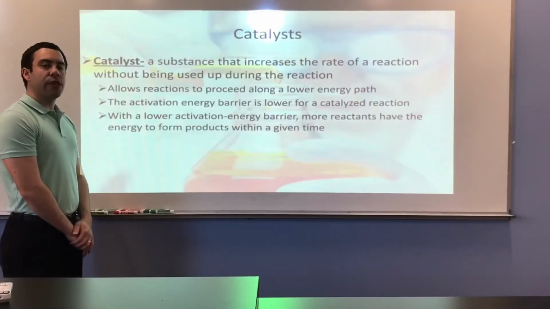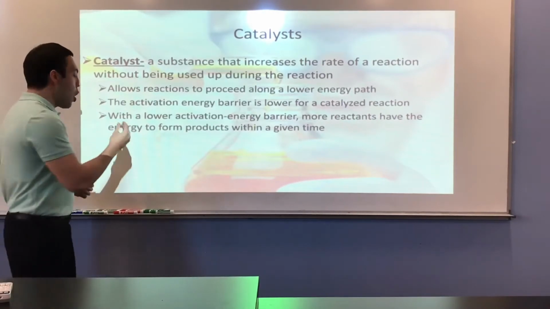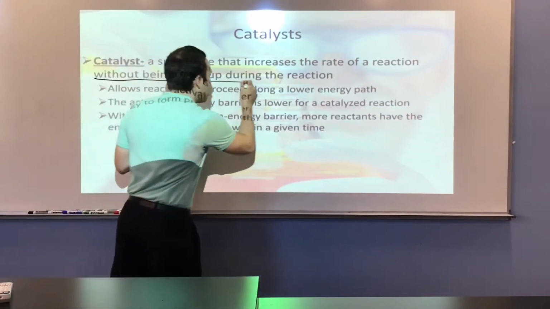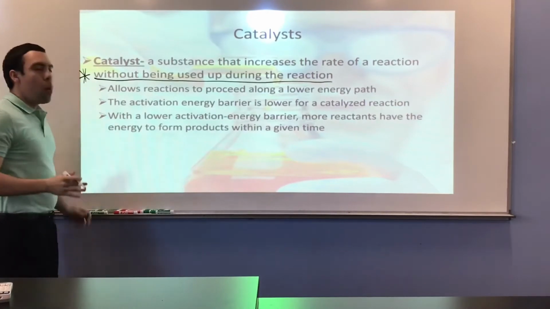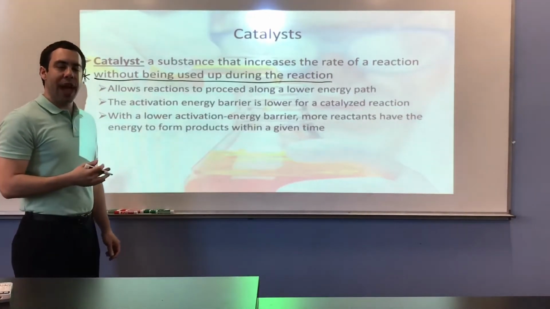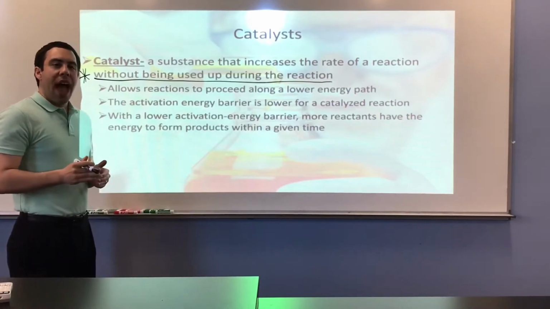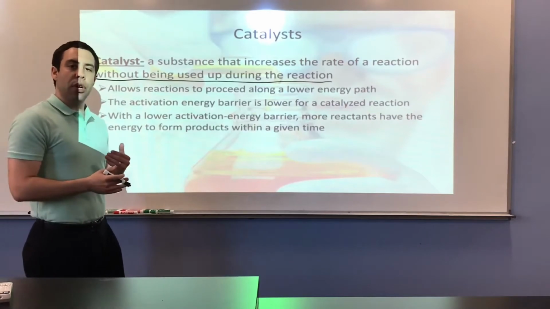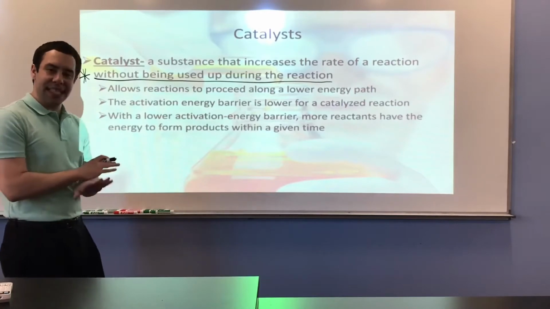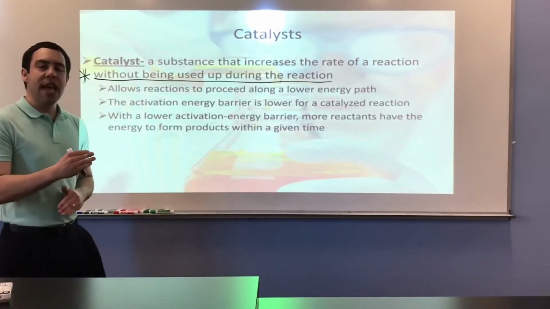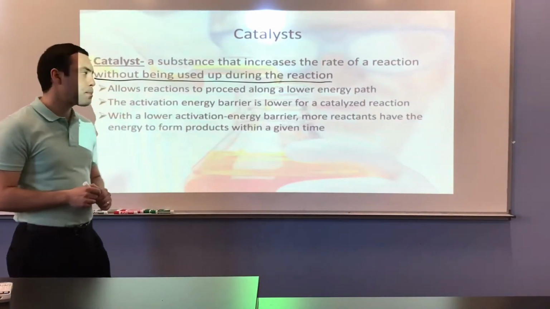And the fourth factor is the use of a catalyst. A catalyst is a substance that increases the rate of reaction without being used up during the reaction. This is important. While a catalyst can be added to a chemical reaction, it's neither a reactant nor a product. When you write a chemical equation, you put the catalyst on top of the arrow. Since a catalyst is not used up, it can be used over and over again in subsequent chemical reactions.